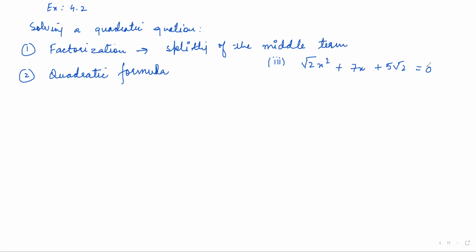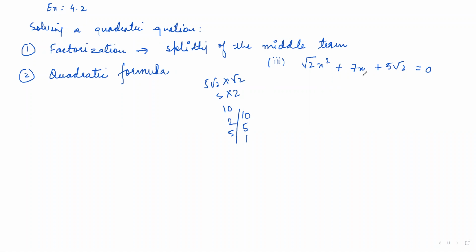So how do we use it? We multiply the first and the last term. So what is this? 5 under root 2 into under root 2. So root 2 will become 2. So 5 into 2 you will get 10, right? Yes, ma'am. So you have to split 10 into factors so that you get the middle term. So do prime factorization of 10. So 2 into 5 and 5 into 1. That's it. And 5 plus 2 will give you 7, isn't it?